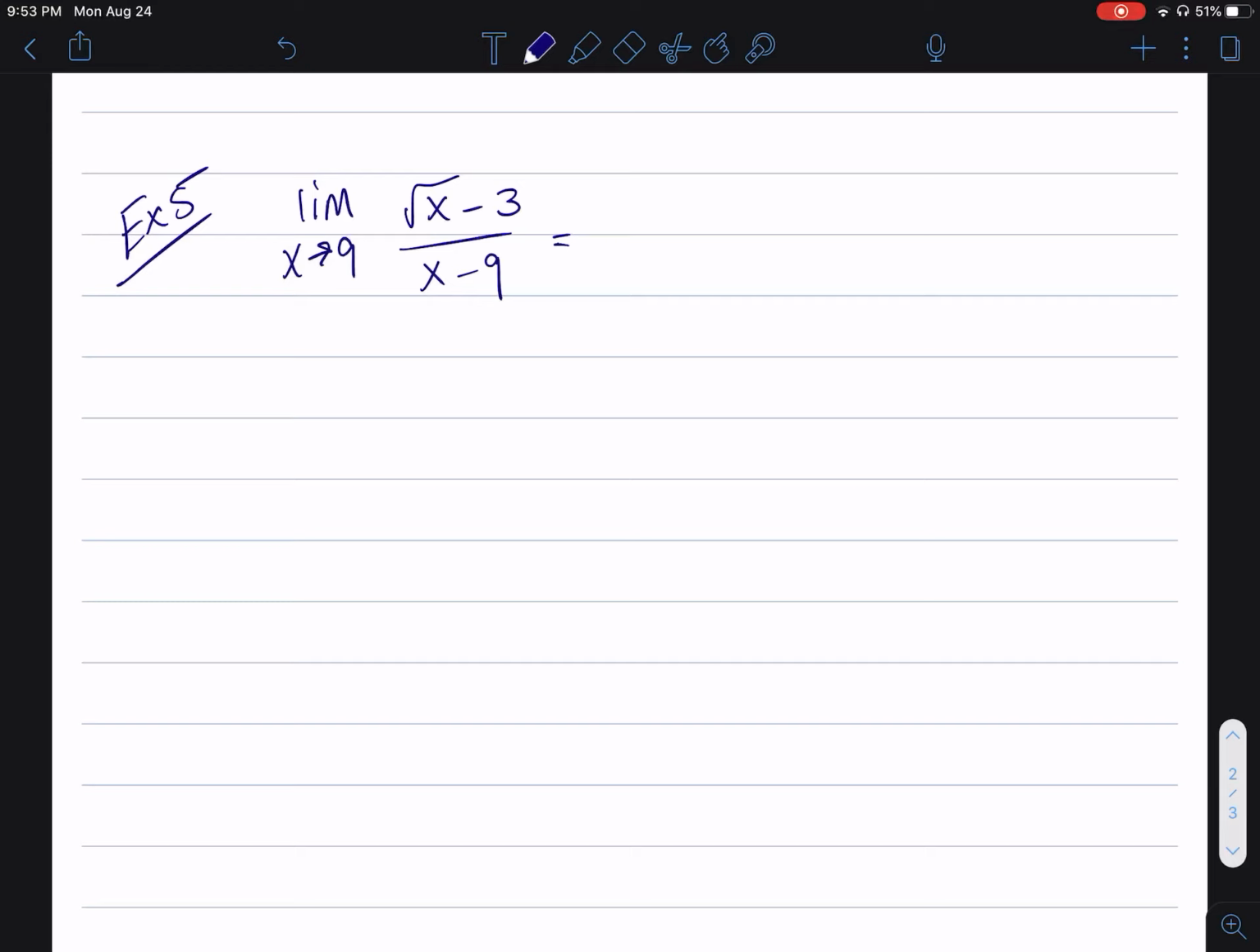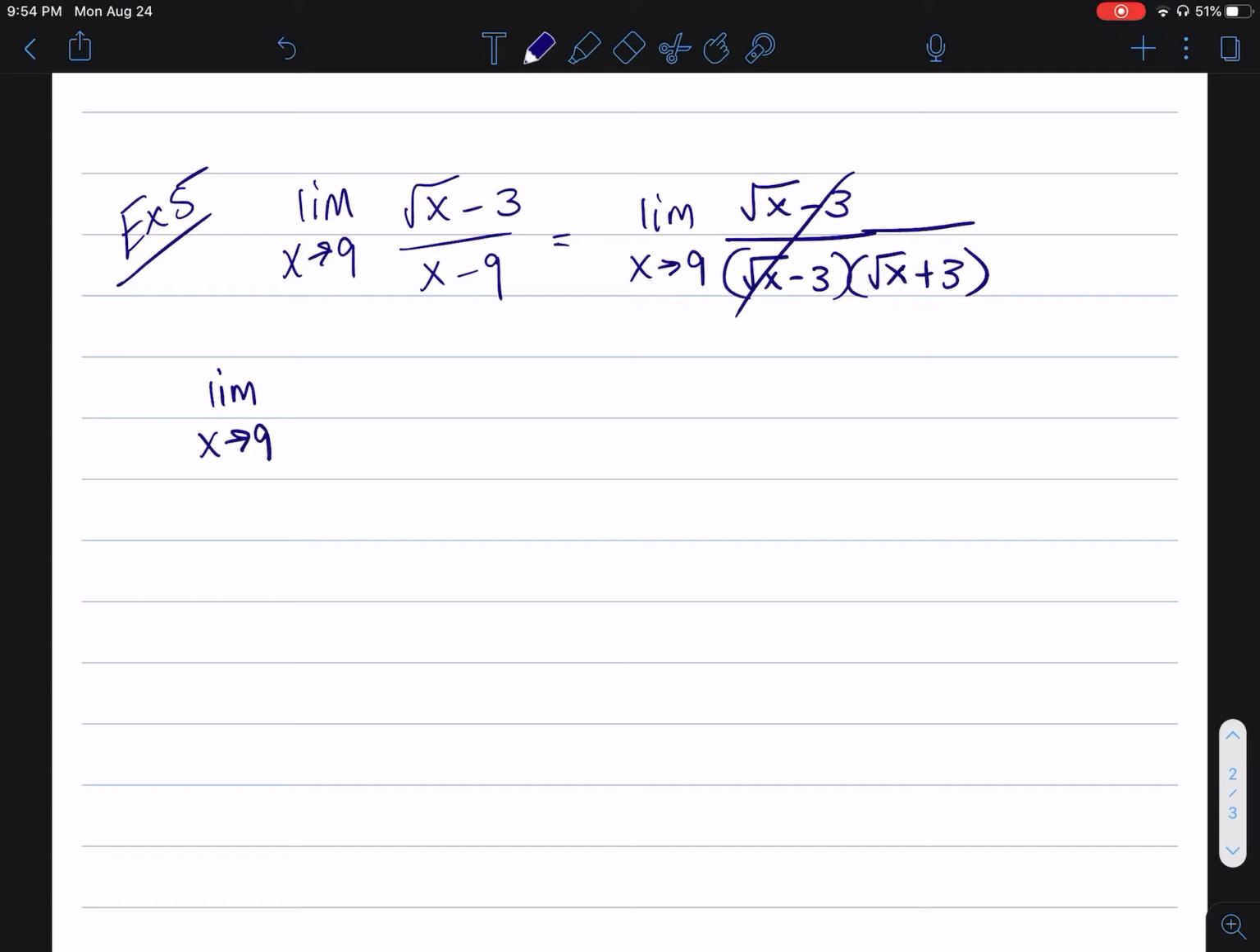And so one thing that we can do is we can look at x minus 9, and we can see that we have this subtraction sign. 9 is a perfect square, and x is something we can take the square root of, so we can actually factor it into the square root of x minus 3 and the square root of x plus 3. Then we'll have some canceling that happens, and I'm left with 1 over the square root of x plus 3.